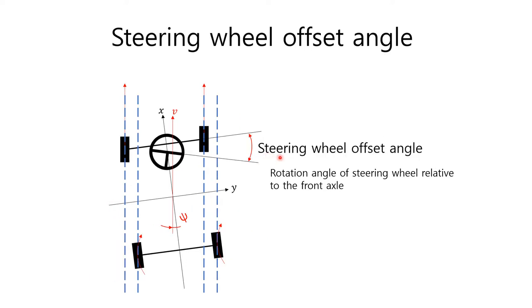Let's define the steering wheel offset angle to account for a vehicle drift. When a vehicle drift occurs, the longitudinal axis of the vehicle and the driving direction of the vehicle do not match together, so the steering wheel centering changes. Let's define the steering wheel offset angle as the angle that the steering wheel rotates, or the angle that needs to be rotated with respect to the front wheel axis, to keep the vehicle moving straight ahead.